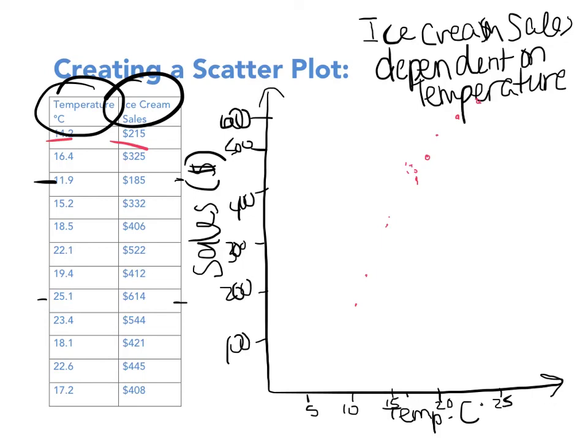And you can see that there is a strong positive correlation, and that makes sense because ice cream sales are usually related to how cold or warm it is. If it's super cold outside, not a lot of people are going to want to buy ice cream, but if it's really hot, it's a nice, refreshing treat.